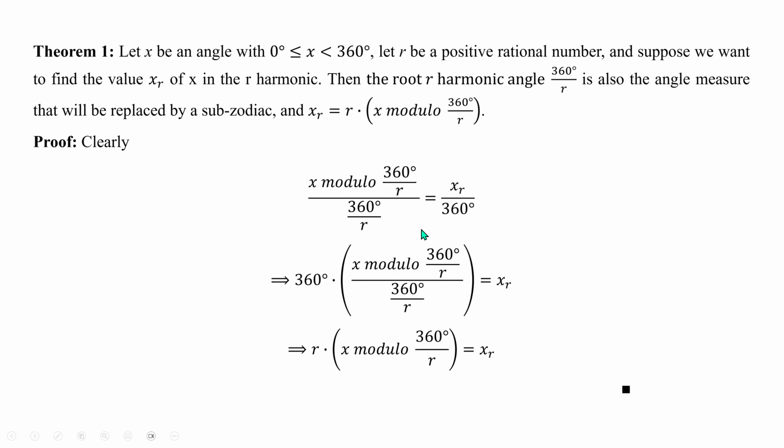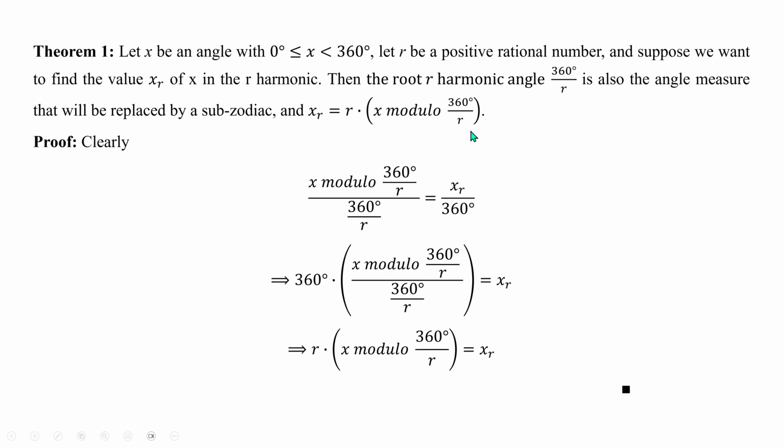Okay, well, once we understand this equation right here, we just need to solve it for x sub r. So you can multiply both sides by 360 degrees. That's what we have here. You can flip this fraction down below. The r goes up in the numerator, and 360 degrees over 360 degrees cancels out. That leaves us with r times x modulo 360 degrees over r equal to x sub r.